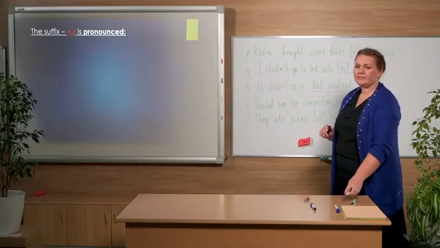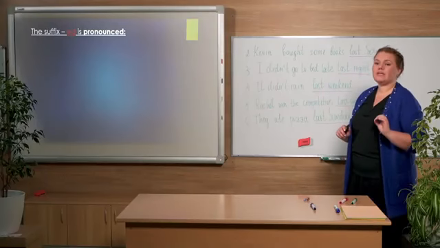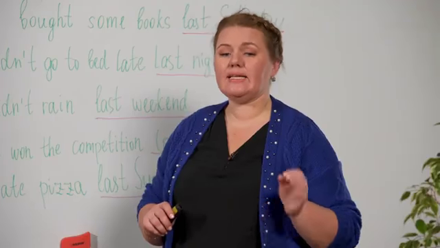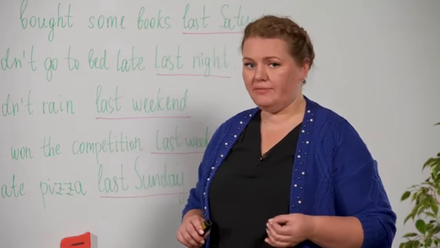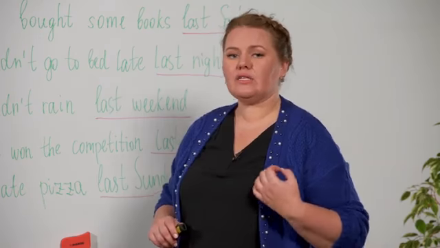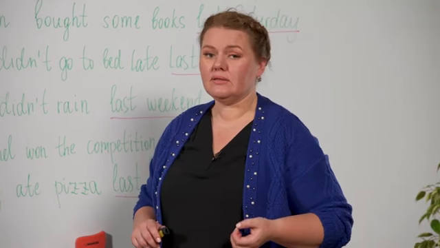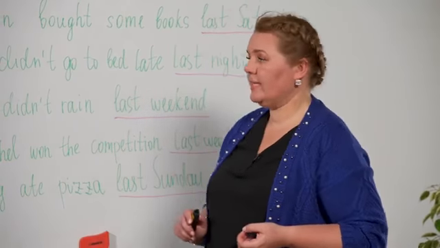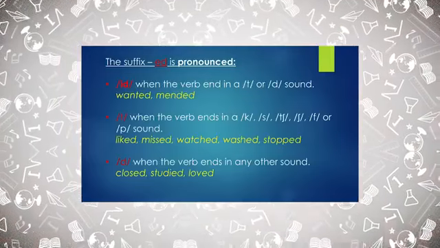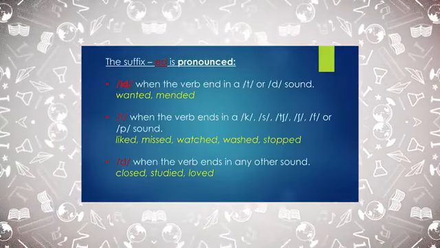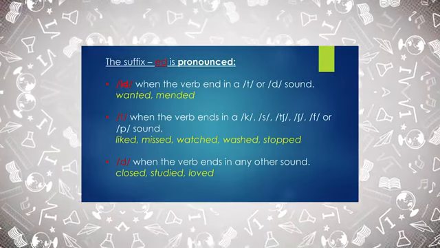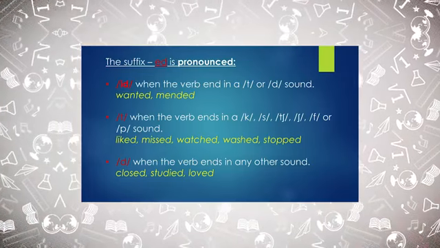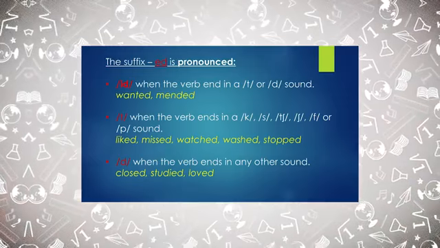Let's move on. Let's work with some pronunciation. When we add the suffix ed, sometimes it is pronounced differently. We can pronounce it with id, t, or d. So let's have a look at the rules. It is pronounced as id when the verb ends in t or d sound. For example, wanted or mended.